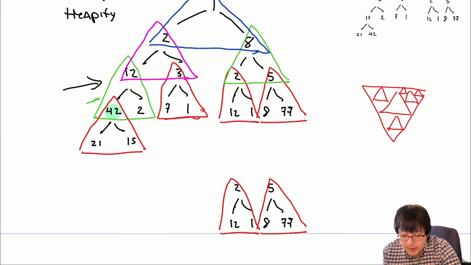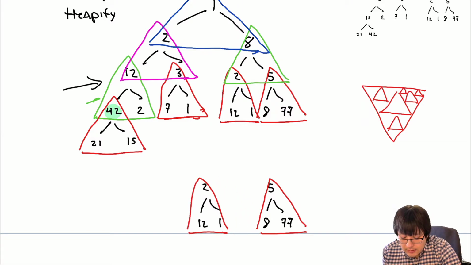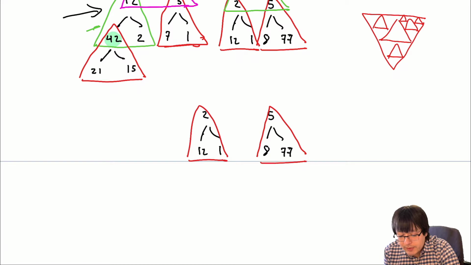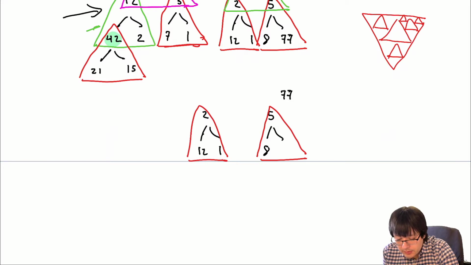Okay, so we got these two squares here. Technically speaking, we got to look at this one first because we're going from the end to the beginning. So we got the 5, 8, and 77. It's a max heap, so the biggest number is 77. So we swap that with the root because it's not the root currently. So that means that it's going to be taken up here.